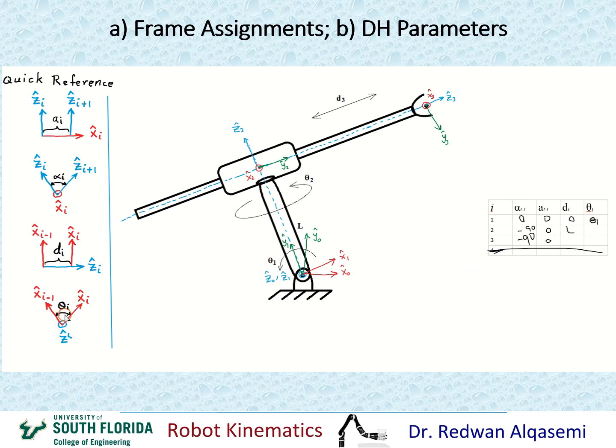Okay, and then for the angle, I should be looking for the angle for theta 2. I should be looking at x1 and x2 about z2. So x1 is here and x2 is here, and that's about z2. So this angle is a variable angle, and the angle is represented by theta 2. So I'm going to put theta 2 right here.